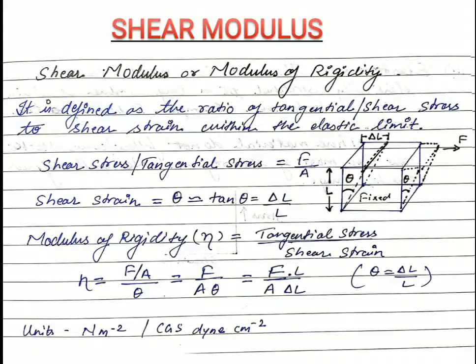So modulus of rigidity eta equals tangential stress upon shear strain. Putting the values, eta equals force upon area upon theta, that is F upon A theta, where theta equals delta L upon L. So putting the values, we get FL upon A delta L, whose unit is Newton per meter square, and CGS unit is dyne per centimeter square.